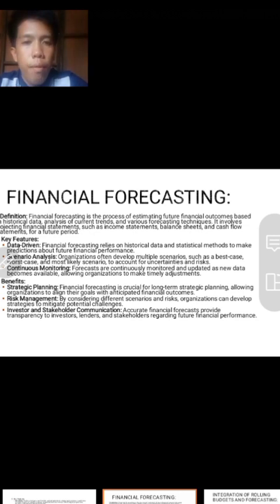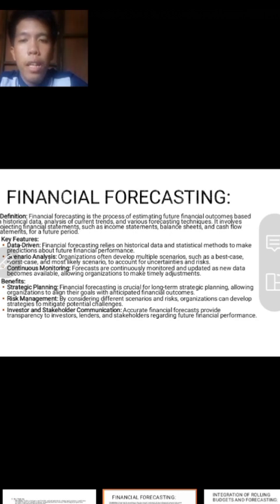So financial forecasting is the process sa pag-estimate sa future financial outcomes by examining historical performance data such as balance sheet, income statements, and cash flow statements for the future period.